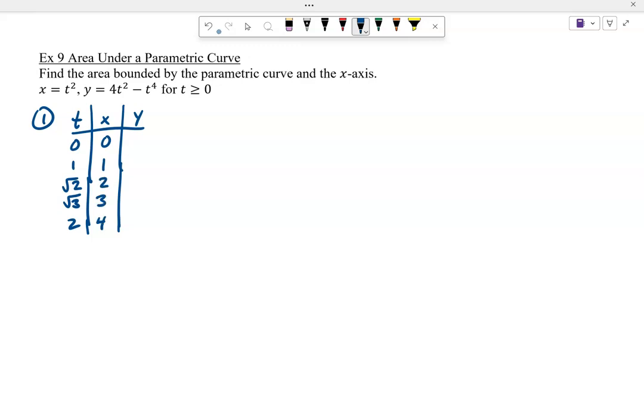4t squared minus t to the 4th, look at 0. 3. Plugging that into 4t squared minus t to the 4th. And you could also, just to review, eliminate your parameter as well to help you kind of draw this thing.